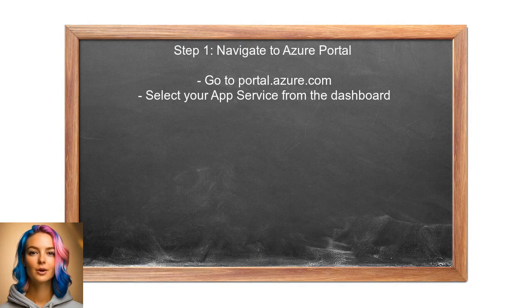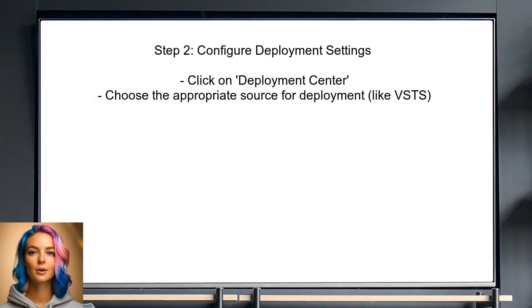To run a custom npm command after a successful deployment in Azure App Service, the user should first navigate to the Azure portal and select the app service they are working with. Next, the user needs to configure the deployment settings. This can be done by selecting the Deployment Center option in the left-hand menu of the app service.